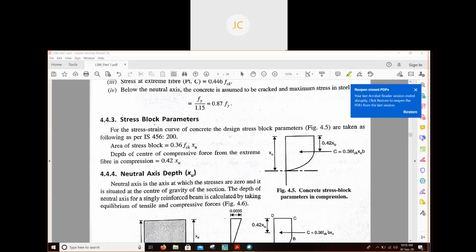Can you see this value, all of you, in the IS code? This value? All of you, can you see the value in IS 456? No, sir. Okay, wait, I will open the IS 456.